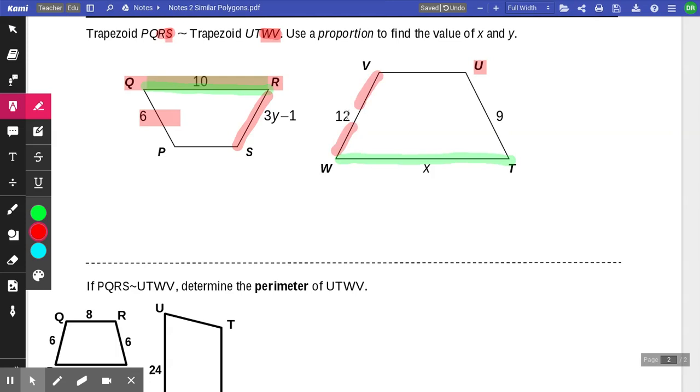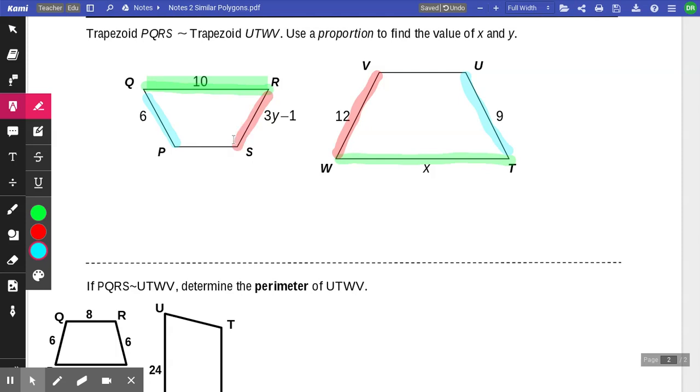So now we know 3y minus 1 corresponds to 12, which then will lead us to realize that 6 here corresponds to the 9 over here. So these are things that we need to know. We didn't want to guess on that. We can use the similarity statement to guide us. But remember, if shapes are similar, they're not the same size. They're just copies of each other on different scales. So one of these is larger than the other one. And if we knew the scale factor, that might help us figure this out.